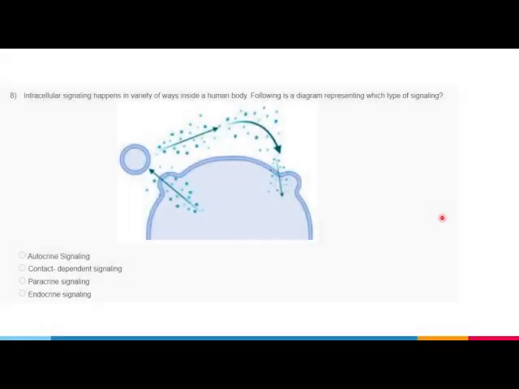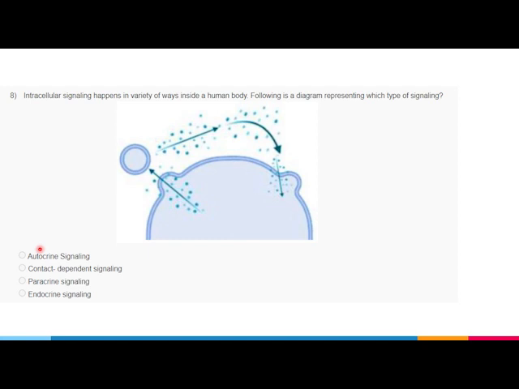Okay. So we move on to the next question, which is signaling. Intracellular signaling happens in a variety of ways inside a human body. Following is a diagram which represents which type of signal. So we have a cell producing an exosome, which is a lipid bound membrane, which contains something. This releases a signal, which goes back into the cell itself. So this kind of signaling is known as, the options are autocrine signaling, contact dependent signaling, paracrine signaling, or endocrine signaling. Again, this is a question where only one answer is correct.